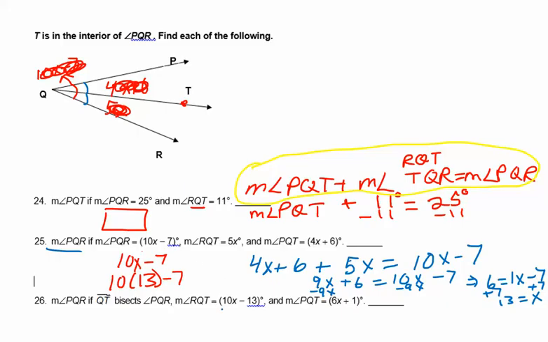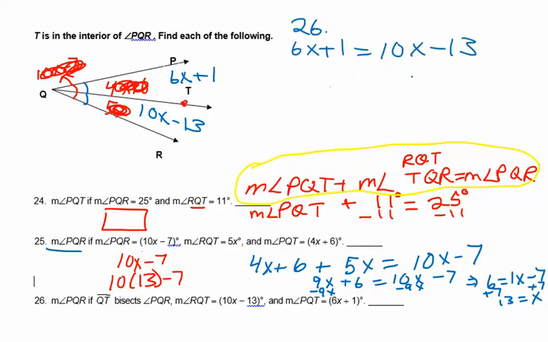They're the same. All right, so we know that RQT this time is 10x minus 13. PQT, the other one, is 6x plus 1. And that's enough to find x. These two are equal to each other, so your equation is going to be 6x plus 1 is equal to 10x minus 13. If you have an angle bisector, it cuts the angle into two congruent parts, and you'll often be writing an equation where one thing is equal to another. So you're going to solve this equation, and you'll find some answer for x.